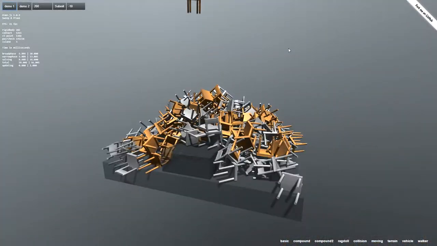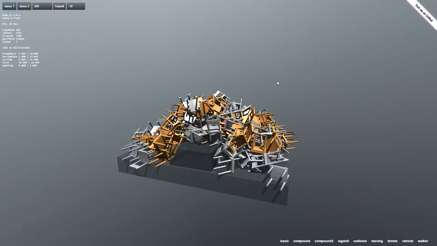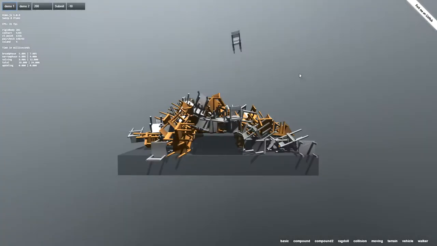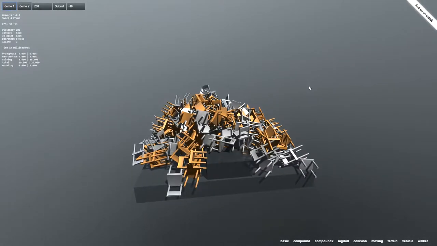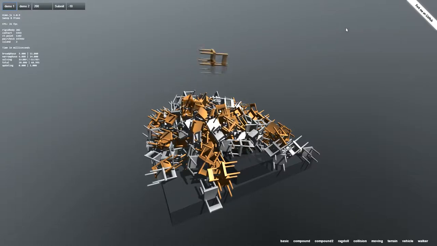And are they going to balance? Oh, no. There's two, three. Come on, balance the chairs. This is really all it is. It's just a fun physics simulation.